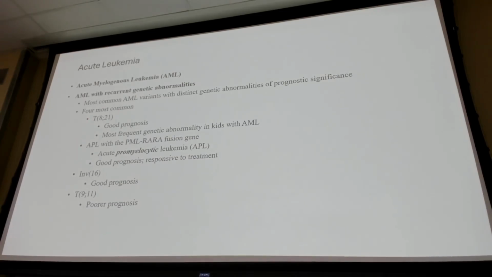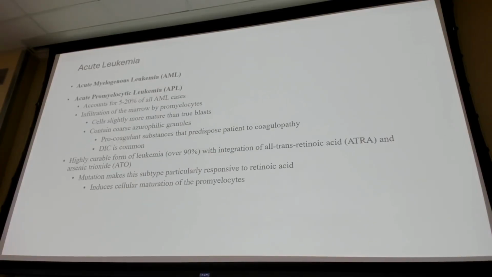AML, so a couple different versions of AML, depending on where that gene mutation took place. Here we're talking about a translocation, the first one. Translocation of chromosome 8 and 21, more frequent in kids, sure. APL, acute promyelocytic leukemia. Talk about that one for a second, and then these are just some others, again depending on where that genetic mutation took place. So APL accounts for 5 to 20% of cases. Infiltration of the bone marrow by promyelocytes.